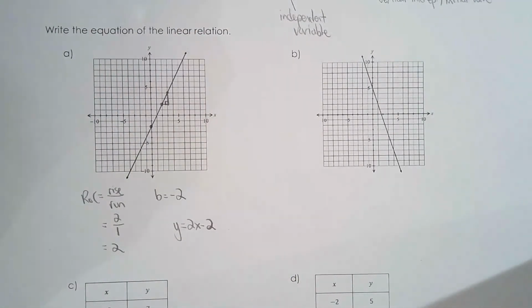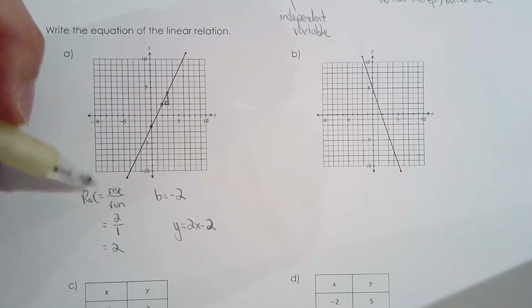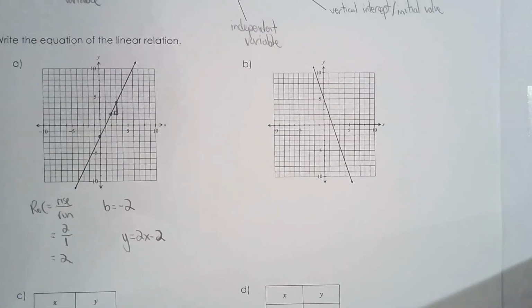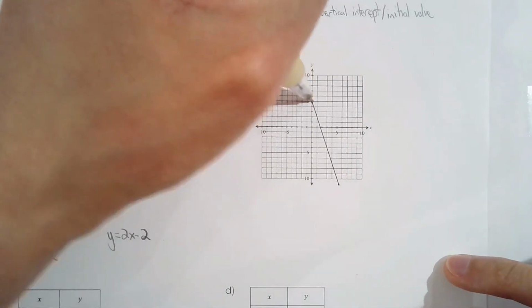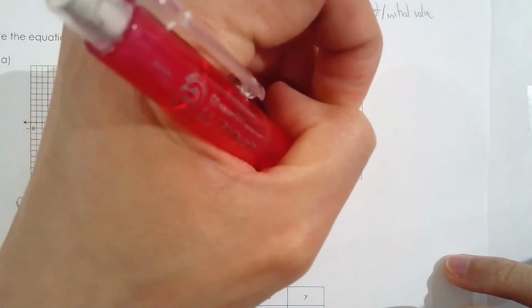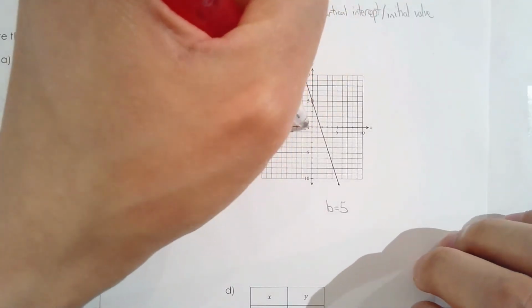That's it. I just need to find those two things and I'm done. Rate of change, vertical intercept. Alright, let's go over here. Same idea. But this time I'm actually going to start with the vertical intercept. Right there. Okay, so b is equal to 5. Halfway there. Halfway there. So now I'm going to pick 2 points.